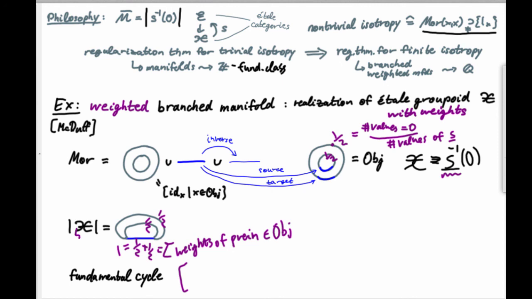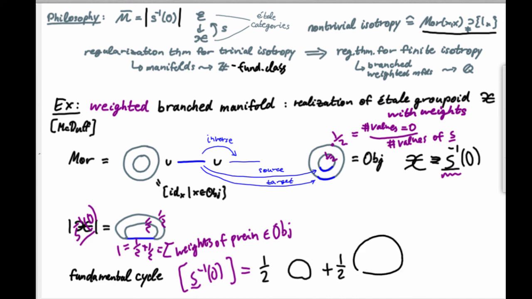I'm just calling this S inverse of 0. I can take half of each of these: half of the small circle and half of the large circle. That's covering everything with exactly the right weight. And that is a homology class in this topological space, S inverse of 0, but now with rational coefficients.